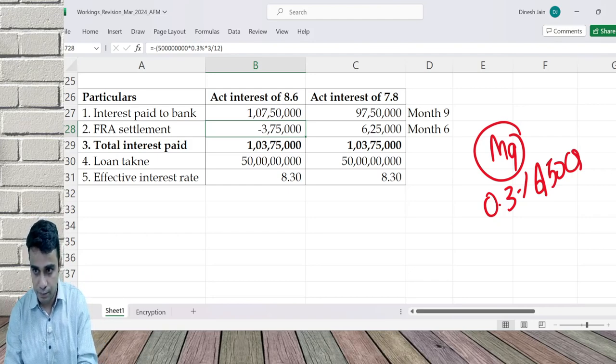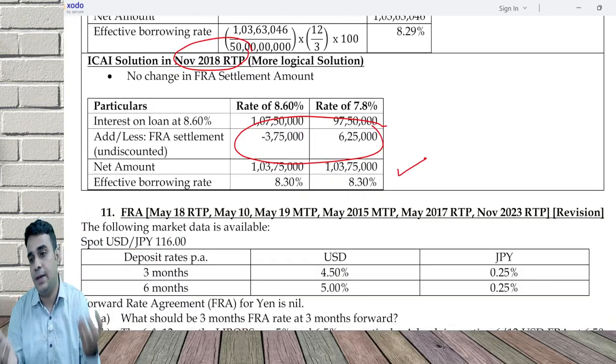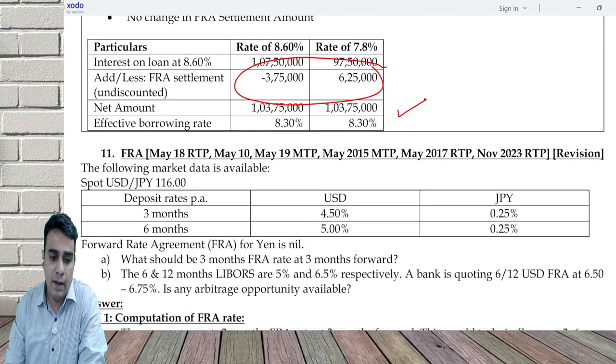Basically, we receive the money on month 6. We put it in FD. Correct. That's the logic which they presented in one RTP, undiscounted, but sometimes they did not present. Clear? Any doubts on this? Let's come to the next one.